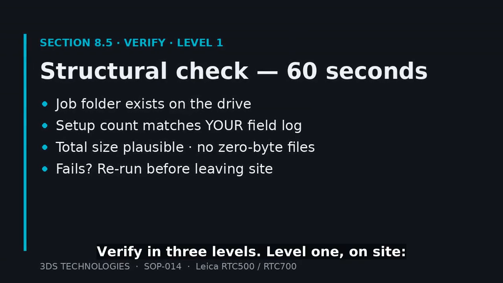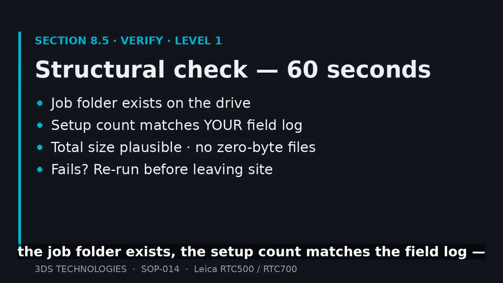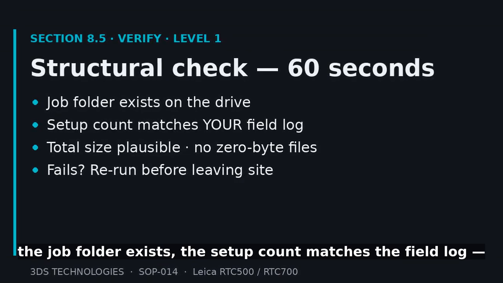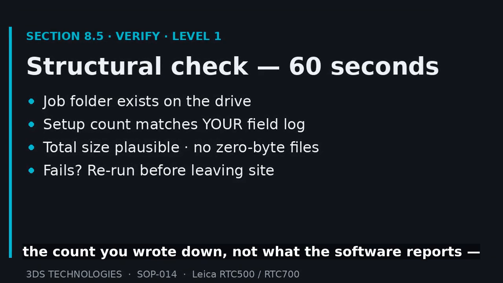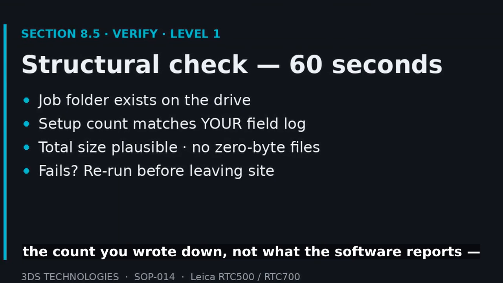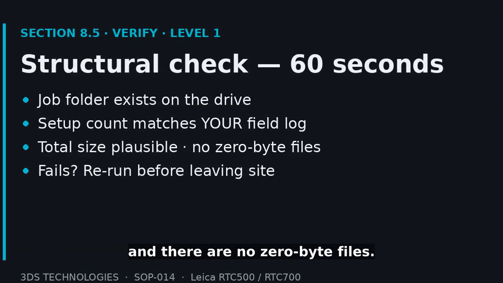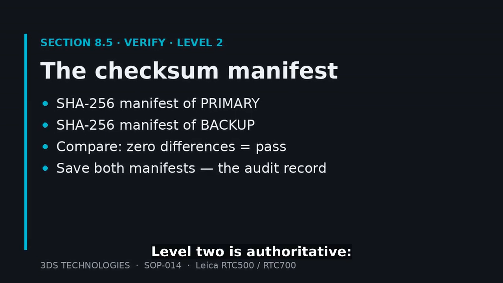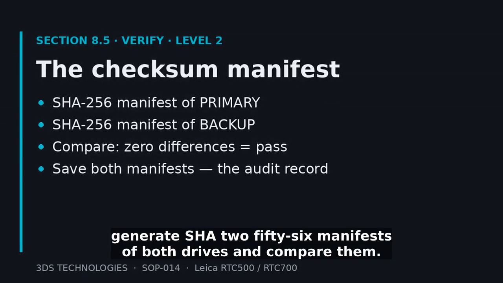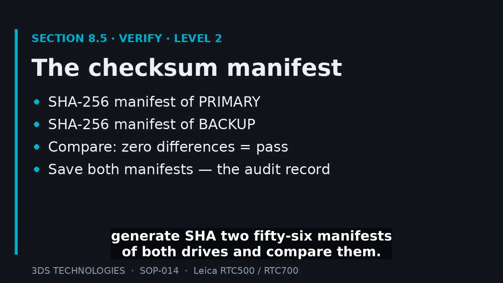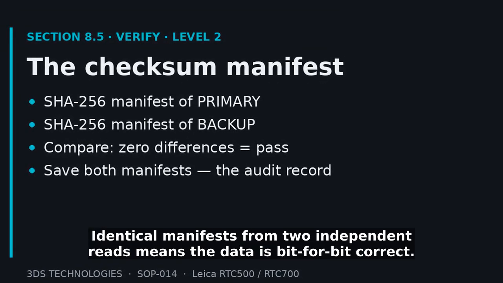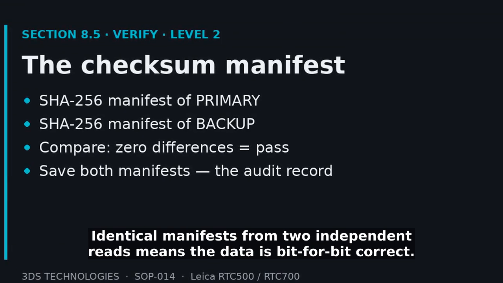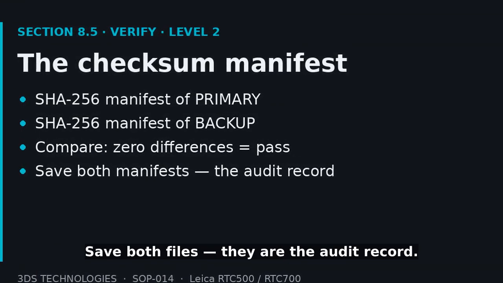Verify in 3 levels. Level 1, on-site. The job folder exists. The setup count matches the field log, the count you wrote down, not what the software reports, and there are no 0-byte files. Level 2 is authoritative. Generate SHA-256 manifests of both drives and compare them. Identical manifests from 2 independent reads means the data is bit for bit correct. Save both files. They are the audit record.